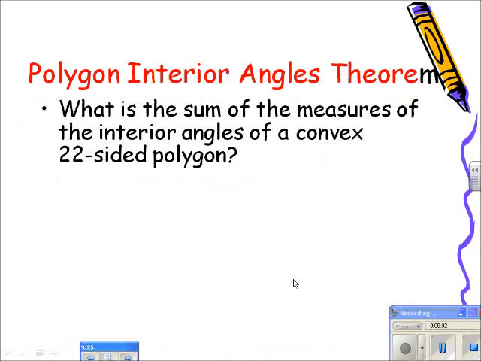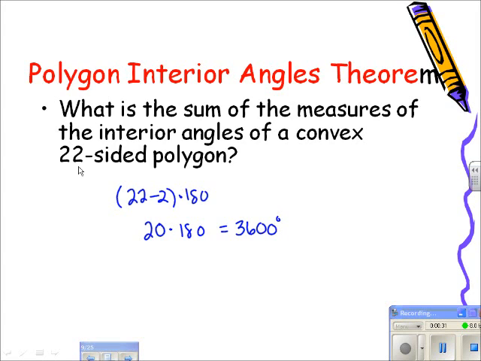What is the sum of the measures of the interior angles of a convex 22-sided polygon? If you have 22 sides, you do 22 minus 2, which tells you that you could draw 20 triangles, and each triangle is 180 degrees. So you're really just doing 20 times 180. 18 times 2 is 36, and then you add the 2 zeros on. So there are 3,600 degrees in a 22-sided polygon, and it all came from using the formula n minus 2 times 180.